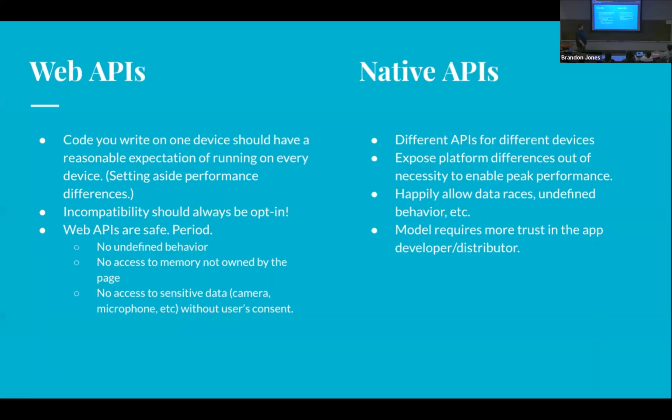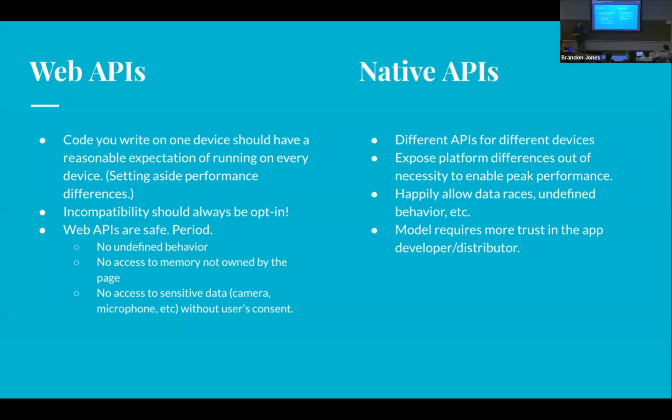And so we kind of don't want to expose all that to the web. But beyond just the complexity, we have a lot of different considerations that go into making a web API. One of the most basic ones being that the code you write on any given device for the web should have a reasonable expectation that it can work on any other device. If I build something on my MacBook, I should be able to run it on my Windows machine. If I build it on my Linux desktop, it should run on my Android phone.